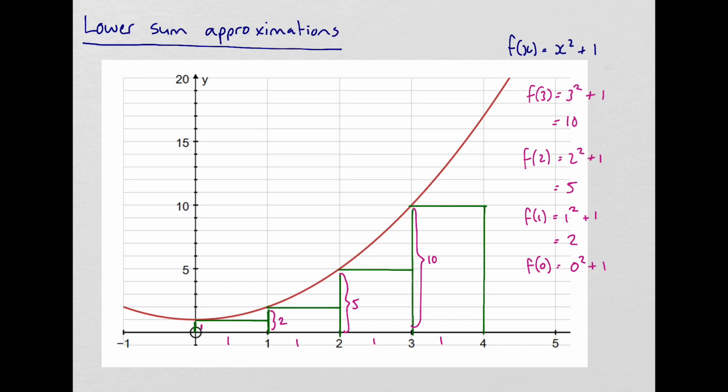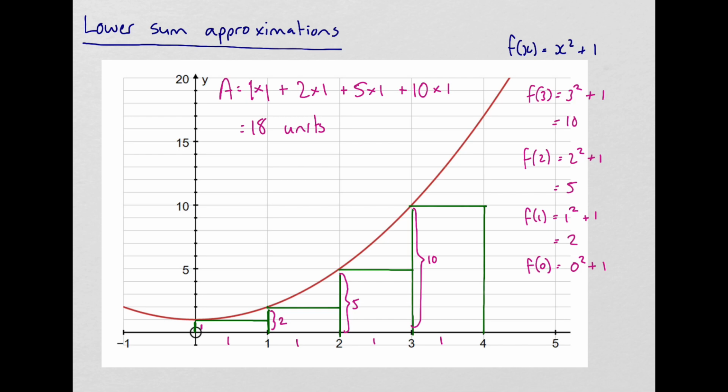Okay, so the area of all 4 rectangles together then is equal to, let's start with the small rectangle. This will be 1 times 1. Okay, 1 times 1 plus the next rectangle is 2 times 1 plus 5 times 1 plus 10 times 1. Okay, so that's effectively 1 plus 2 plus 5 plus 10, which is 18 units in total.